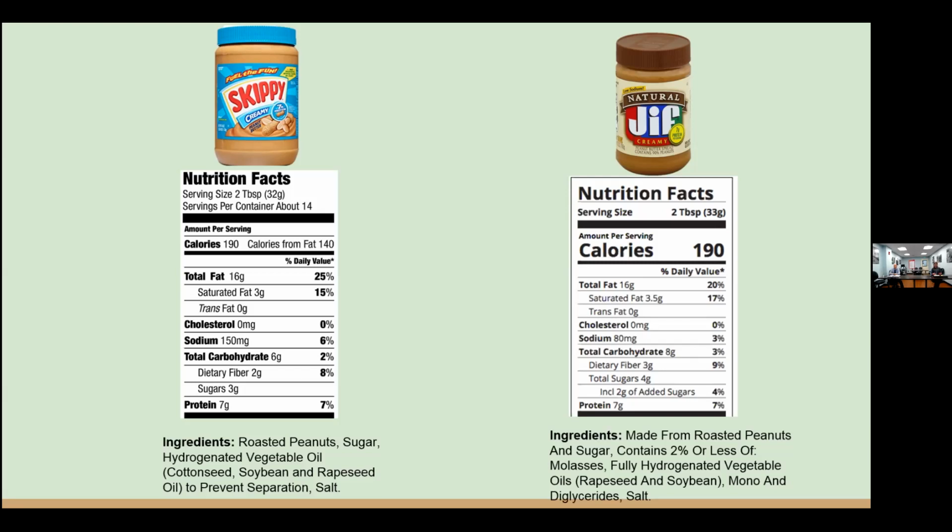But we have to look at the sugars. The natural peanut butter has 2 grams of added sugar, and the creamy has 3 grams of sugar, but the natural peanut butter has a total of 4 grams of sugar. So we just have to weigh the pros and cons of each peanut butter and see which one would be the better alternative. And we also have to look at the fat content, which is also really important.